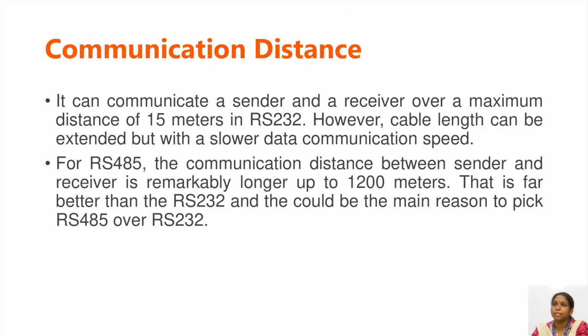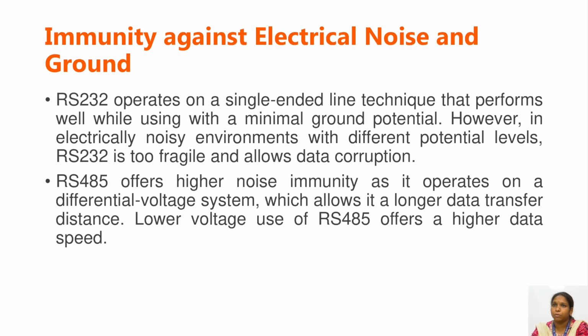RS-232 can communicate between a sender and receiver over a maximum distance of 15 meters. However, the cable length can be extended but with a slower data communication speed. For RS-485, the communication distance between sender and receiver is remarkably longer, up to 1200 meters. That is far better than RS-232, and it could be the main reason to pick RS-485 over RS-232.